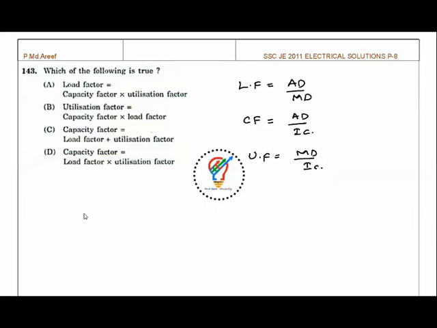So we can say that capacity factor is nothing but average demand by installed capacity, which can be written as average demand by maximum demand into maximum demand by installed capacity. Average demand by maximum demand is the load factor, and maximum demand by installed capacity is the utilization factor. So capacity factor is equal to load factor into utilization factor is the right answer.